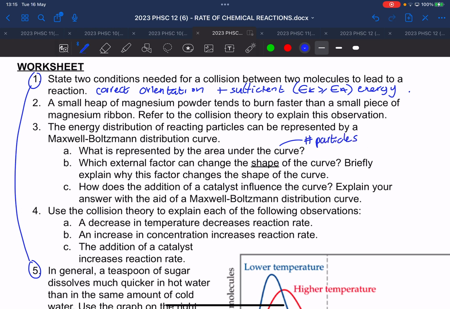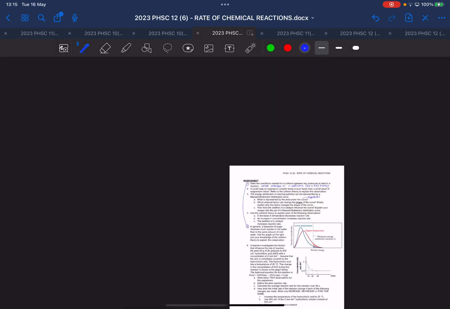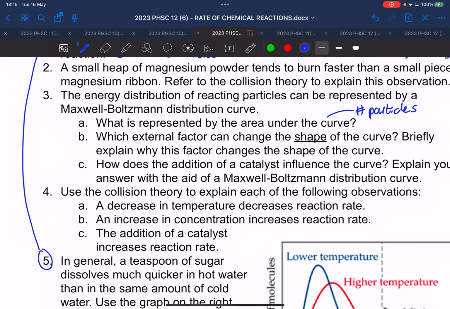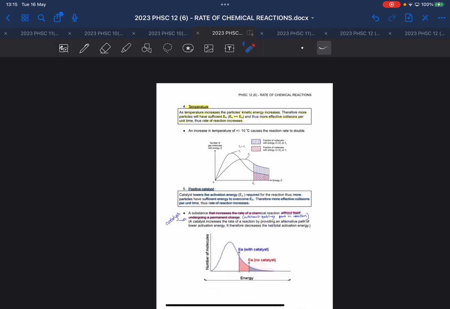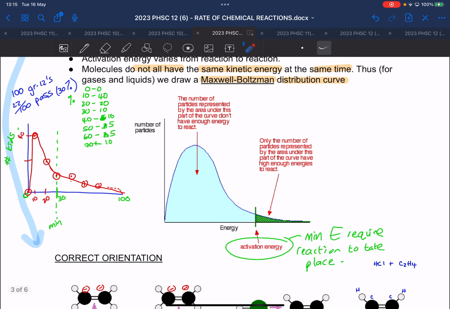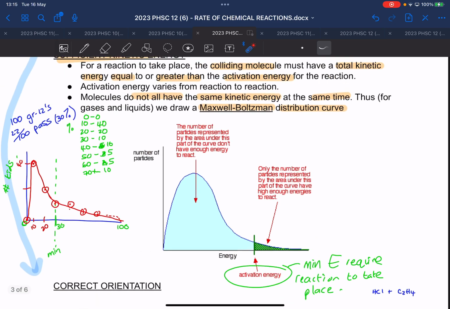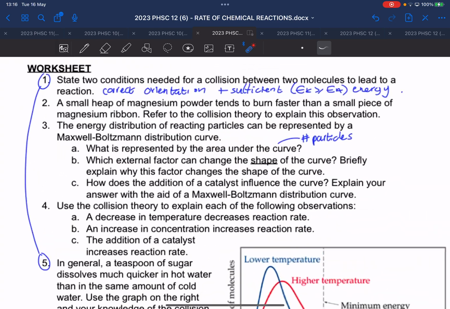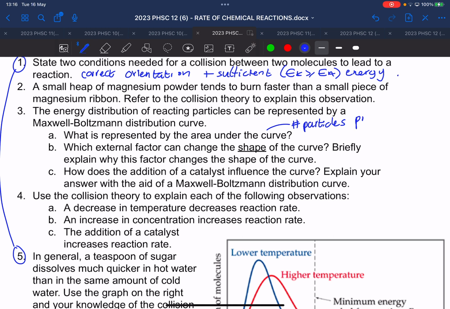Don't have enough energy. No, so you copied somewhere, I don't know where. So they ask, what is represented by the area under the curve? Under the curve, they mean the whole thing. There, under it, all of them. That represents the number of particles present in the reaction. So everything. The particles that will react and the particles that will not react. All of them.